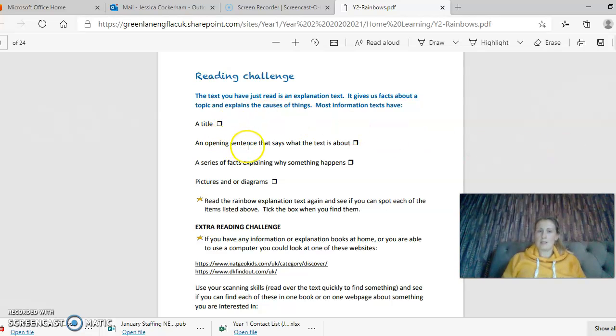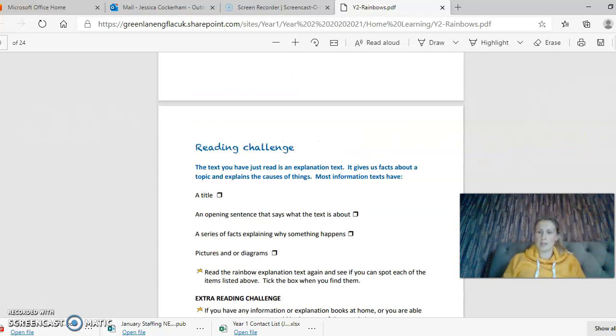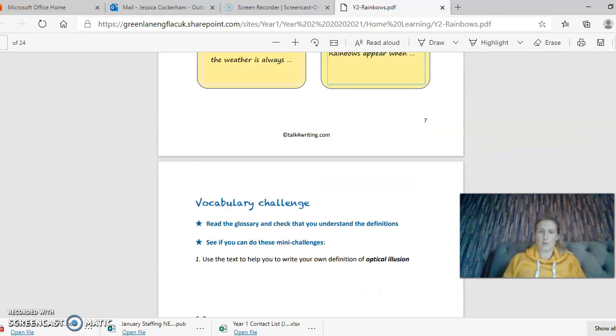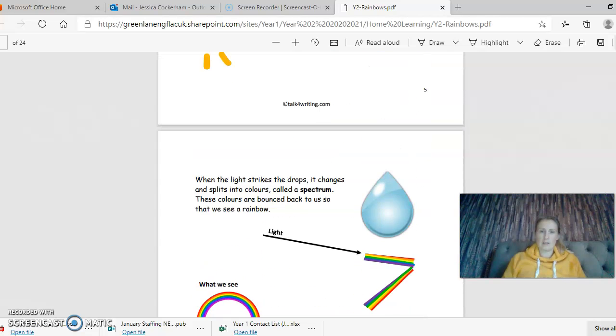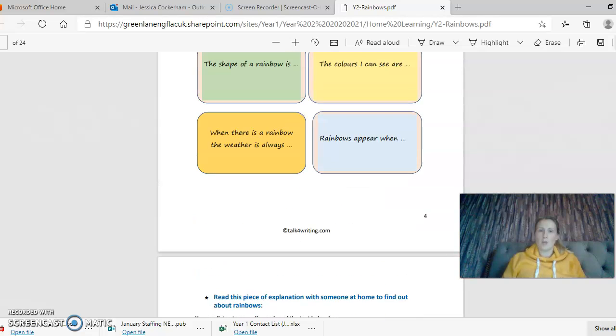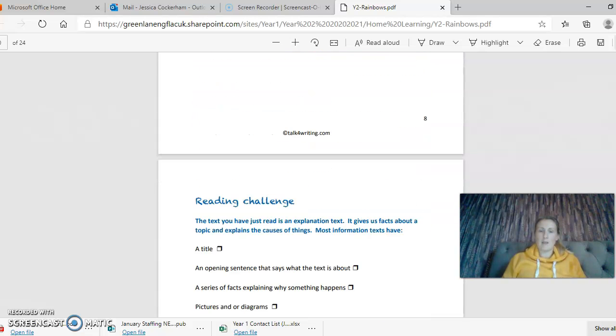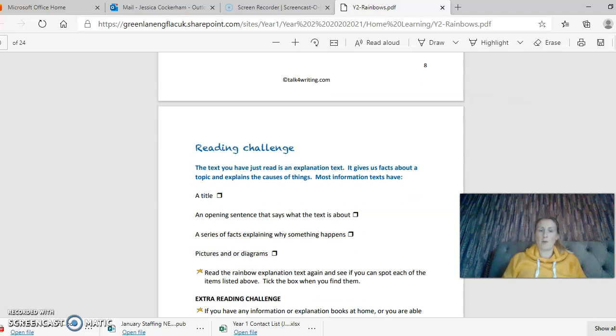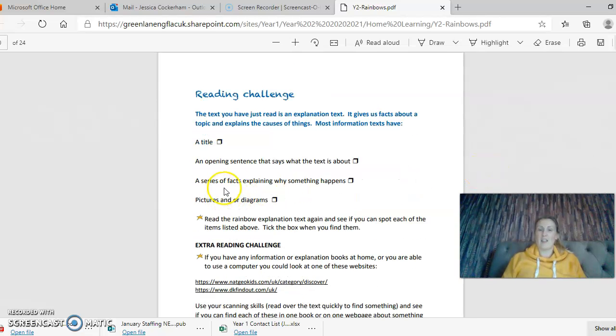An opening sentence that tells us what the text is about. So it tells us what this is going to be telling us about. Let me go see if we've got that here. Let's have a look. Okay, so we've got rainbows. So it says here, a rainbow is an arc of colour in the sky that can be seen when the sun comes out during or after a rainstorm. So it's telling us there about the rainbow. So that is telling us what that information is about, isn't it?